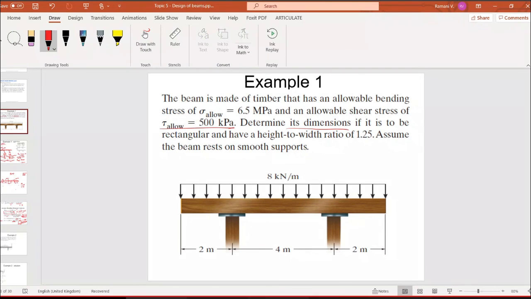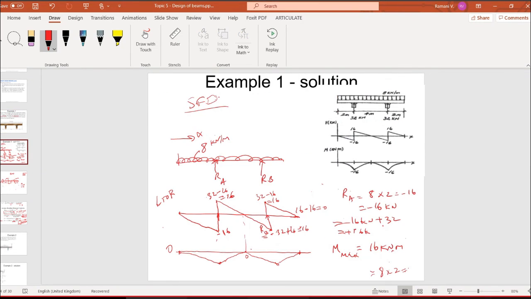for the given condition of loading by finding shear force, bending moment and the section. Any question? I stop here. Any question in the calculation of bending moment?